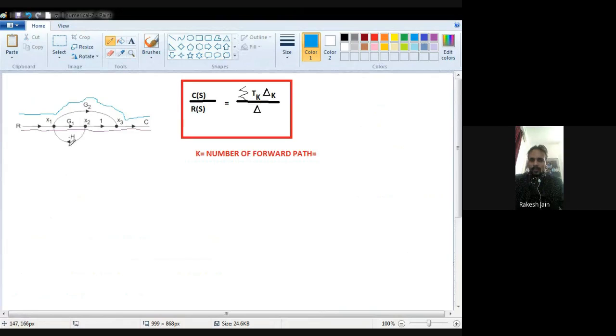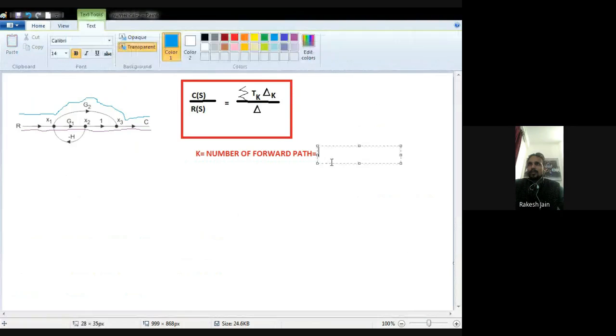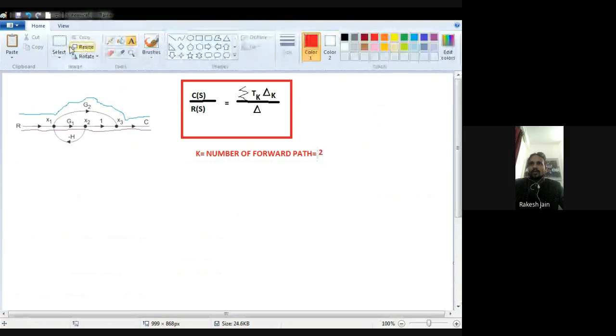So this is my second forward path. Now I check once again. I start from R and reach x1, but I can't reach x2 directly via this branch whose gain is minus h, because the direction is opposite. Okay, so there are only two forward paths.